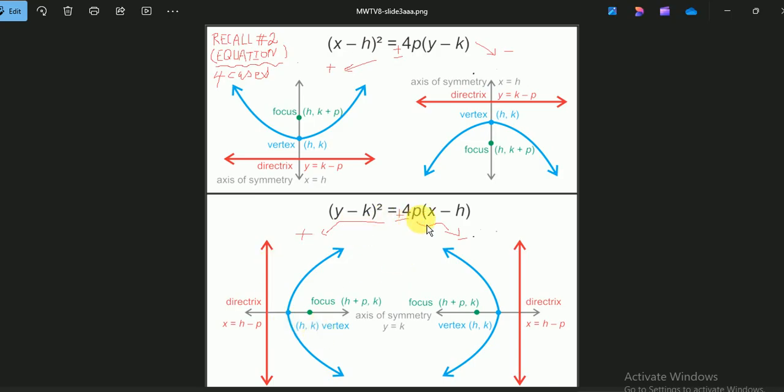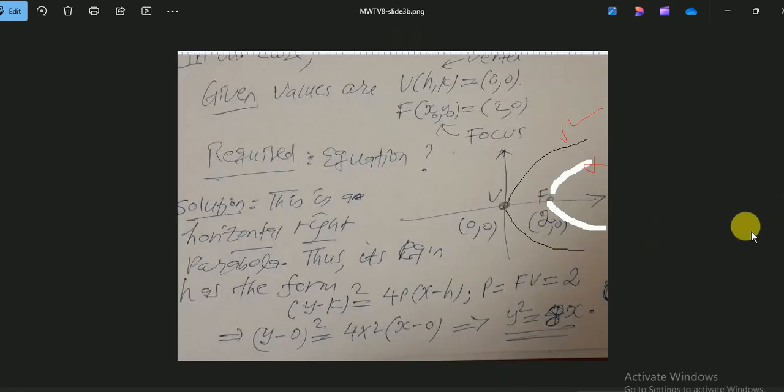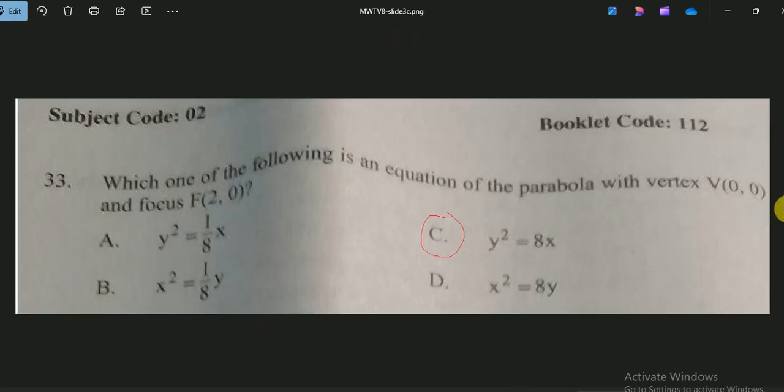y squared is equal to 4p x. p is the distance from focus to vertex, which is 2. So we have 2 times 4, which means 8. So y squared is equal to 8x is the answer. This is choice C, y squared is equal to 8x.